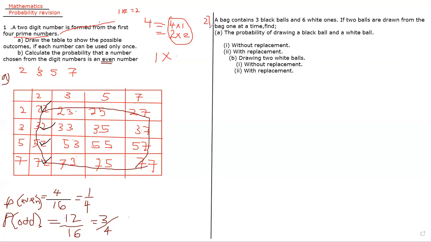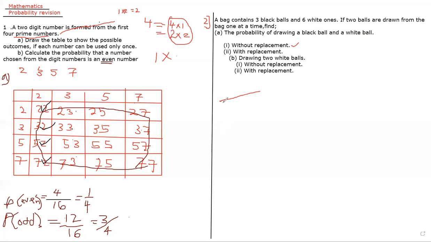Number 2. A bag contains 3 black balls and 6 white ones. If 2 balls are drawn from the bag one at a time, what is the probability of drawing a black ball and a white ball? So the first scenario, they are saying without replacement. Without replacement means that we will start this way: we have 3 black balls and 6 white ones. So how many balls do we have in total?